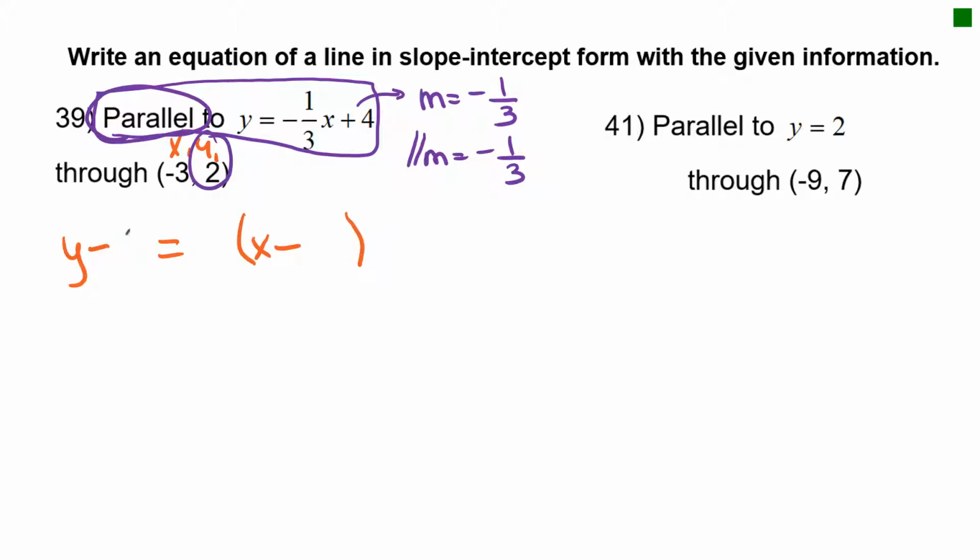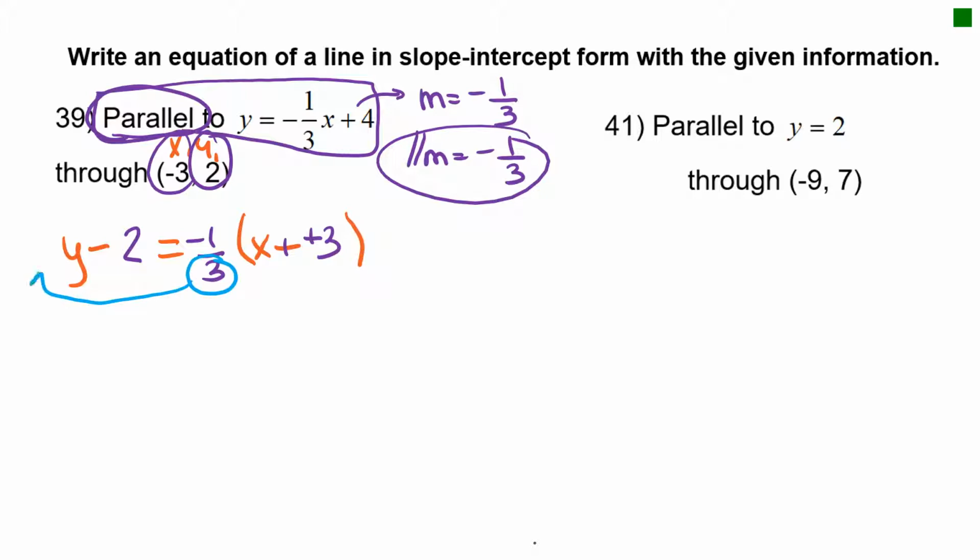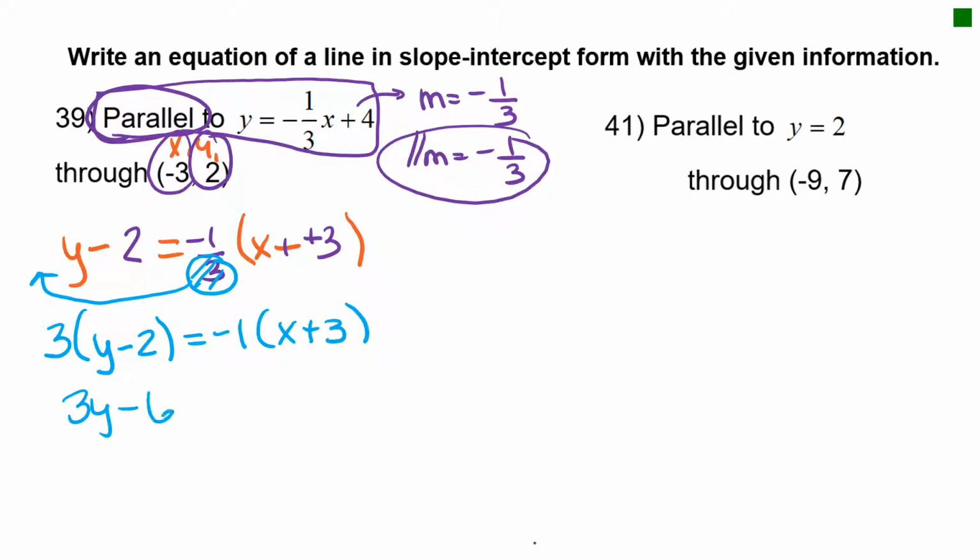Grab y1, put it right there. Grab the slope, put it right there. Grab x1, put it right there. Minus negative plus positive. I'm going to take this 3 and sneak it up here and multiply it by that y minus 2. I'm going to drop that 3, make it -1 equals x plus 3. Distribute. 3y minus 6 equals -1x minus 3. Add 6.